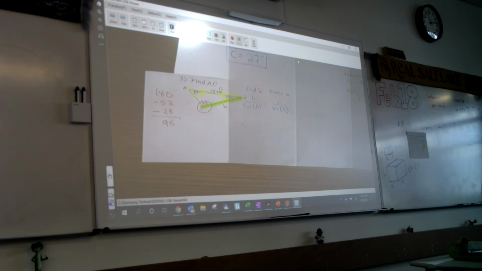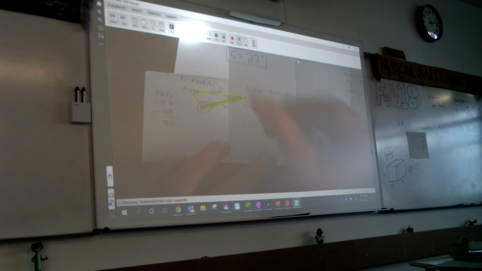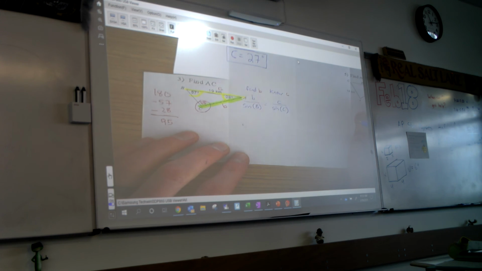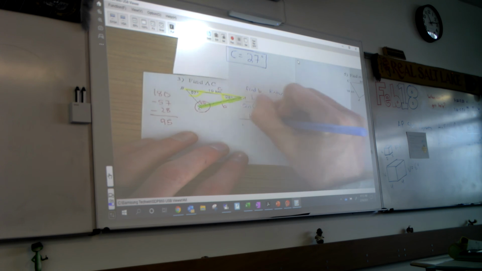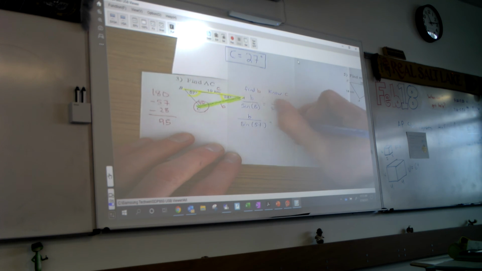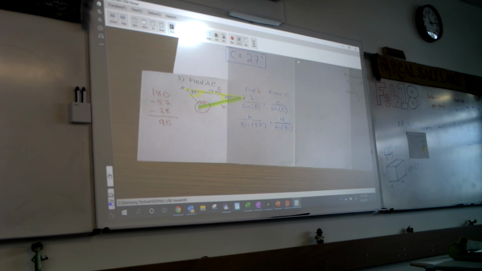All right, Eleanor, tell me how you plug this in. Okay. So we have B, we don't know it, and then we have the sine of 57 is equal to 19, and the sine over 95. Do you guys agree? Yes. That's just plugging in what we know here, okay?